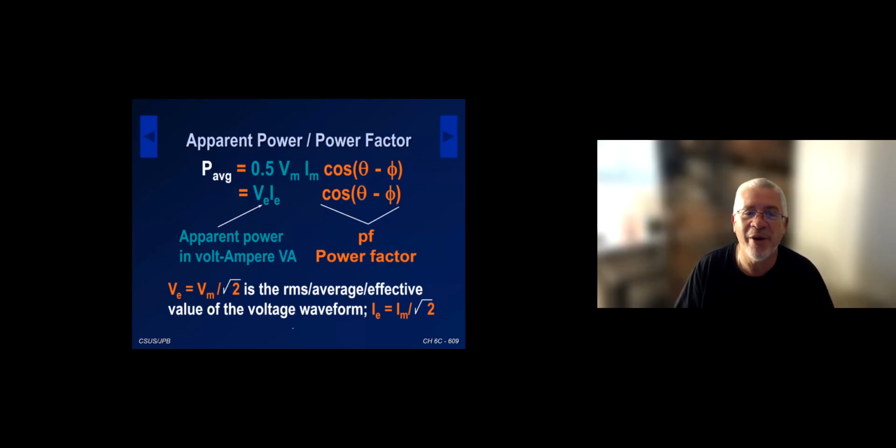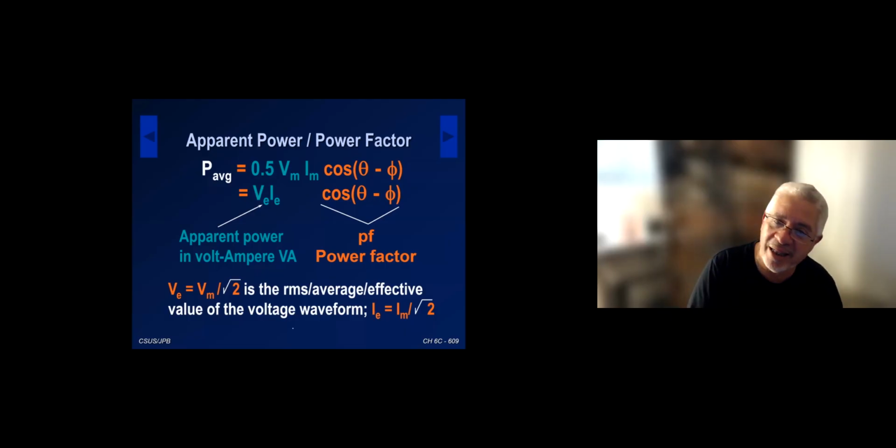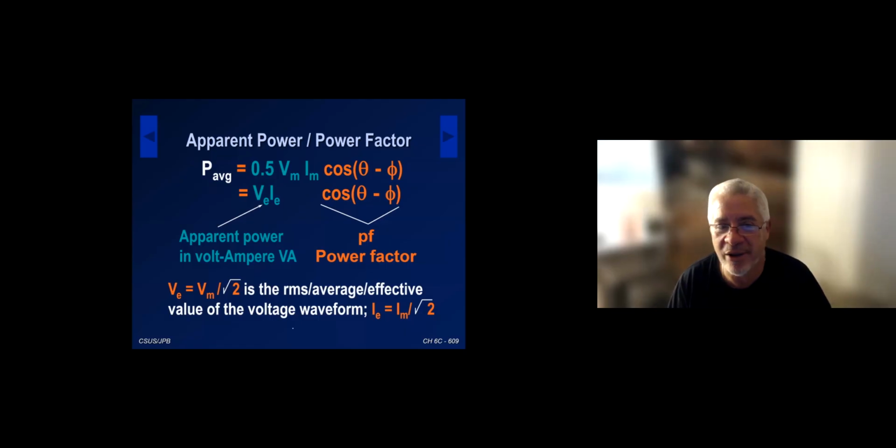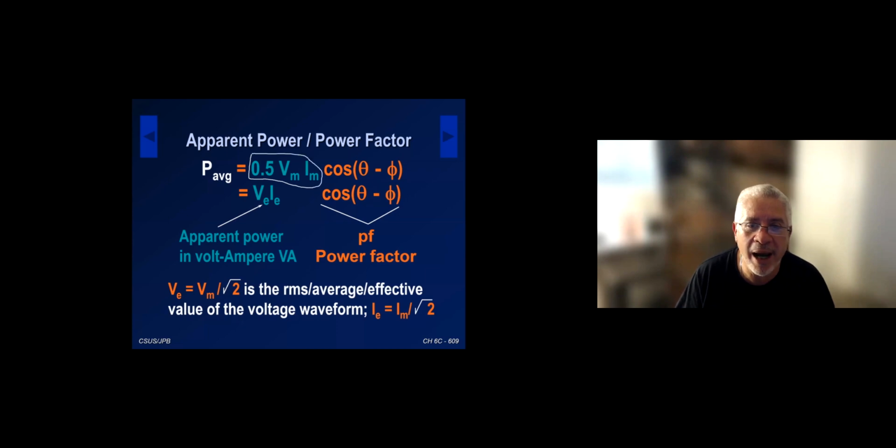So we look at the average power as 1/2 the magnitude of the voltage, the magnitude of the current, times cosine the angle of the voltage minus the angle of the current. We call this 1/2 VmIm the apparent power, in volt-amperes. And we call the cosine of the angle of the voltage minus the angle of the current the power factor, PF. Power factor is a very important calculation in the power industry.